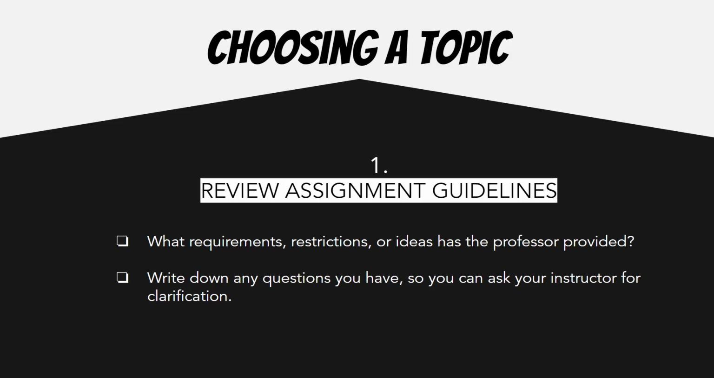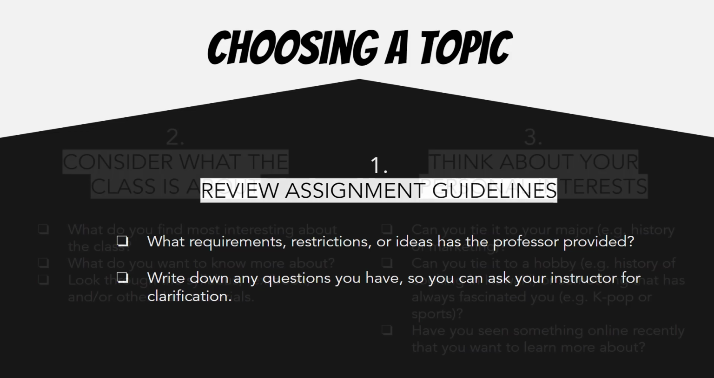Has the professor provided you with example ideas or topics to illustrate what you should be striving for and/or topics that you should avoid? Review whatever it was that was shared with you and write down any questions you have so that you can get clarification from your instructor. It's incredibly important to do this at the very beginning of your assignment so that you don't do a lot of work only to realize that you're doing the wrong thing.